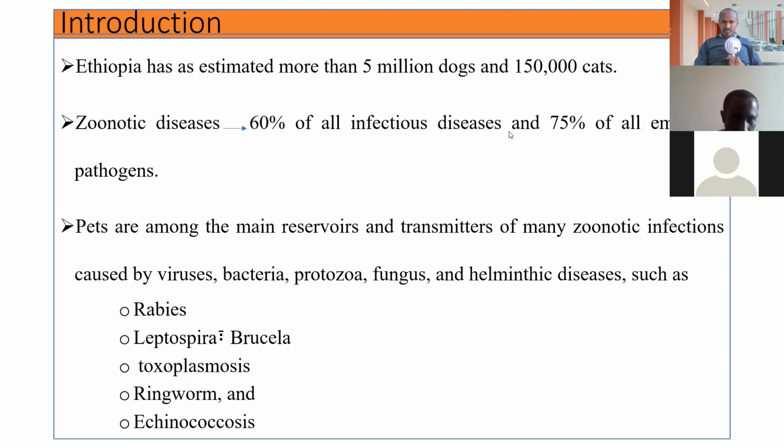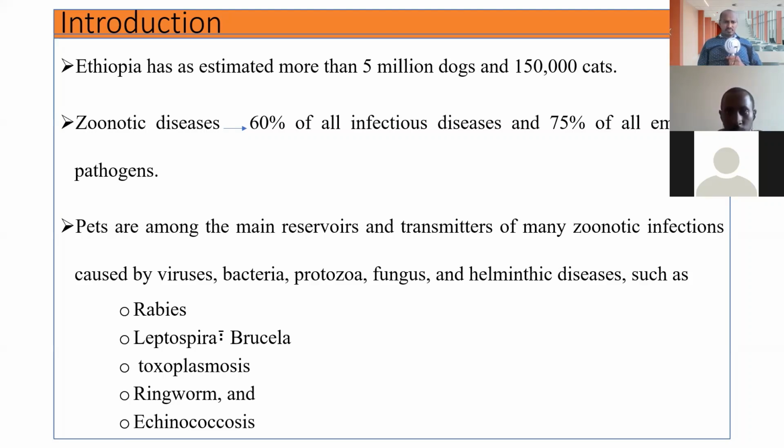We keep them for different purposes. So keeping such kind of animals may have a role, especially for zoonotic diseases. Maybe as you all know, zoonotic diseases are those transmitted from animals to humans, and almost 60% of all infectious diseases are zoonotic, and almost 75% of them are emerging pathogens.